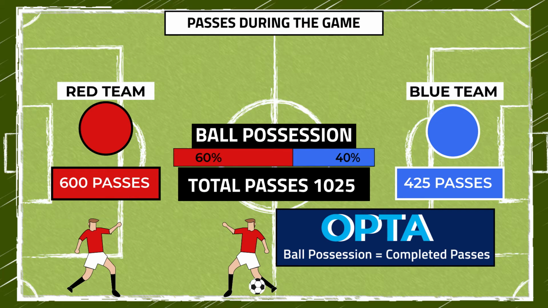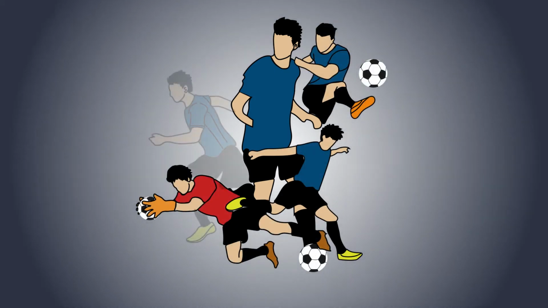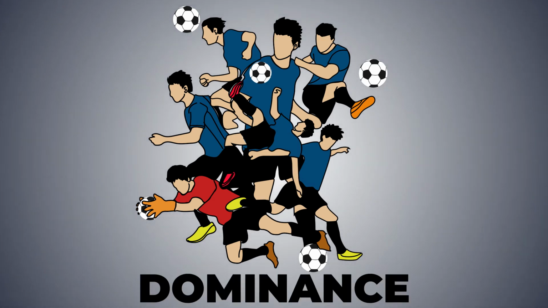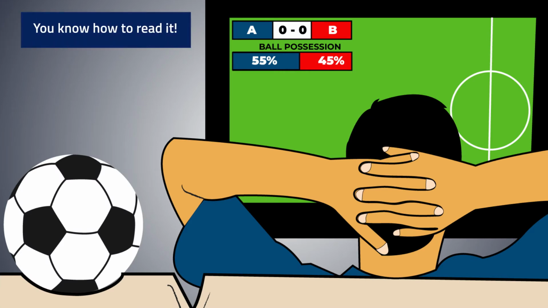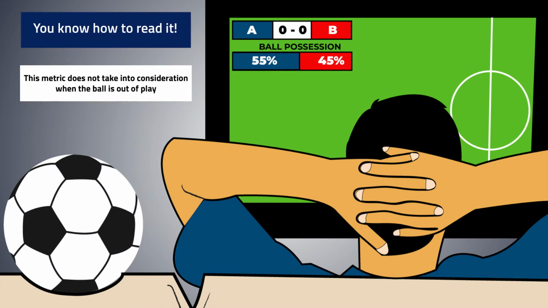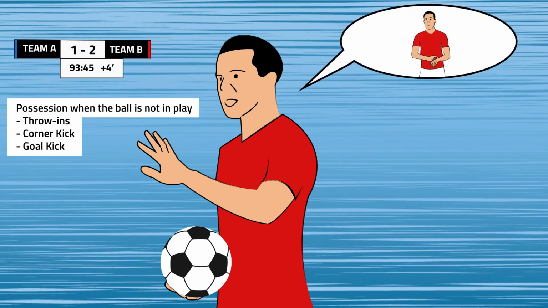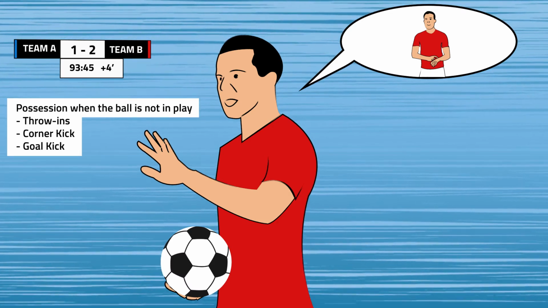Now clearly, the number of passes you make as a team will largely translate into how much of the ball you have, which in turn usually translates into something like in-game dominance. But as a metric, that isn't telling much at all about the flow of the game. So, the next time you see a final possession figure, you know how to read it. But keep in mind that this kind of metric does not take into consideration when the ball is out of play. And sometimes, being able to have possession when the ball is not in play can make the difference between defeat or victory. So now we know how to calculate ball possession.